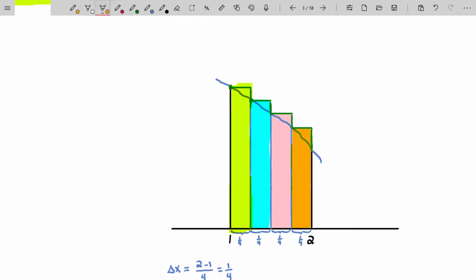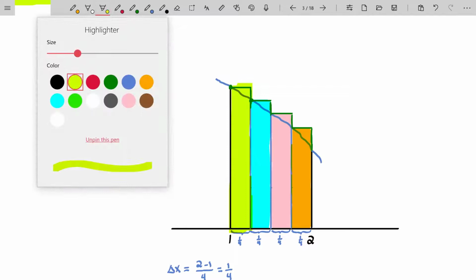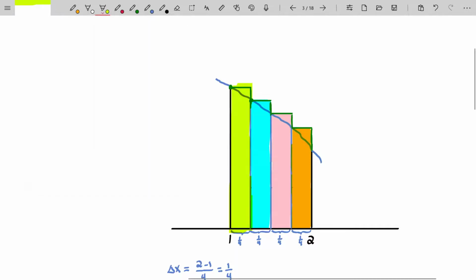Sorry about that. That was not supposed to be a highlighter. In fact, it was supposed to be the yellow highlighter anyway.